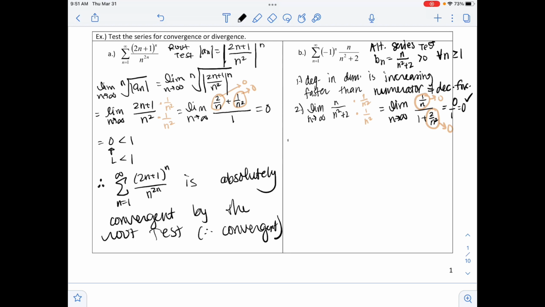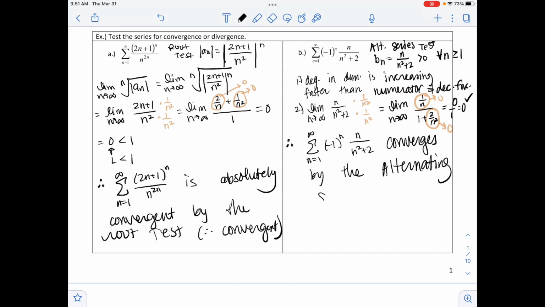And so therefore, since both conditions hold true, it's decreasing, the limit is equal to 0, and all of our b sub n terms are positive, greater than 0 for all n greater than or equal to 1, we can say that the original series converges by the alternating series test. So the sum from n equals 1 to infinity of negative 1 to the nth power times n over n squared plus 2 converges by the alternating series test.